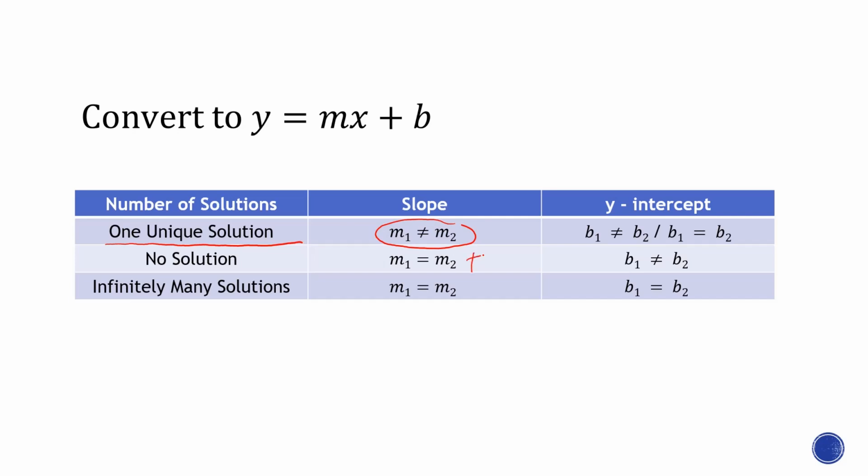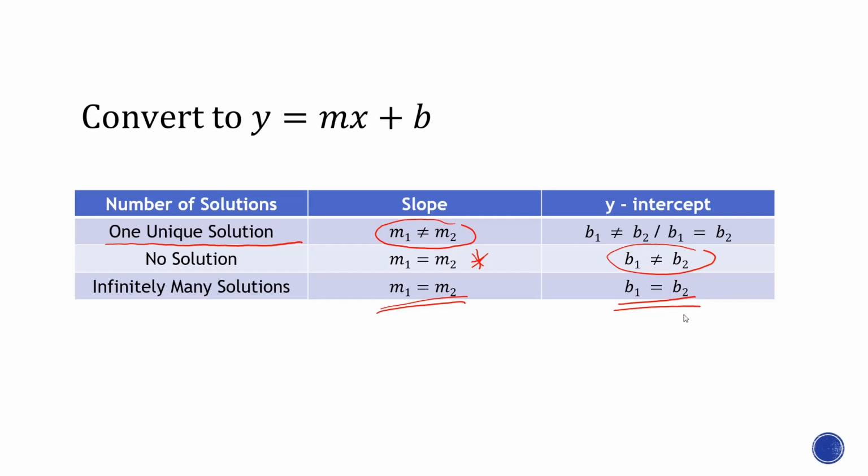Now, in case the slopes are equal, you have to compare the y-intercepts, okay? If the slopes are equal and the y-intercepts are not equal, then the system has no solution at all. Another possibility, the third one, is that the slopes are equal and the y-intercepts are also equal. If that is the case, then the system has infinitely many solutions. Okay? Let's go to the examples.